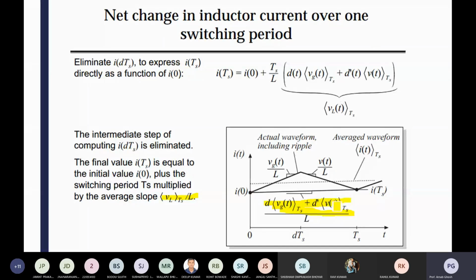We can see over there the actual waveform including the ripple, and this is the average waveform of the inductor current with respect to time. So the on time is dTs and the total time period is Ts, meaning the switching time period. And here you can see the average value of the inductor voltage over the cycle, meaning over the switching period.